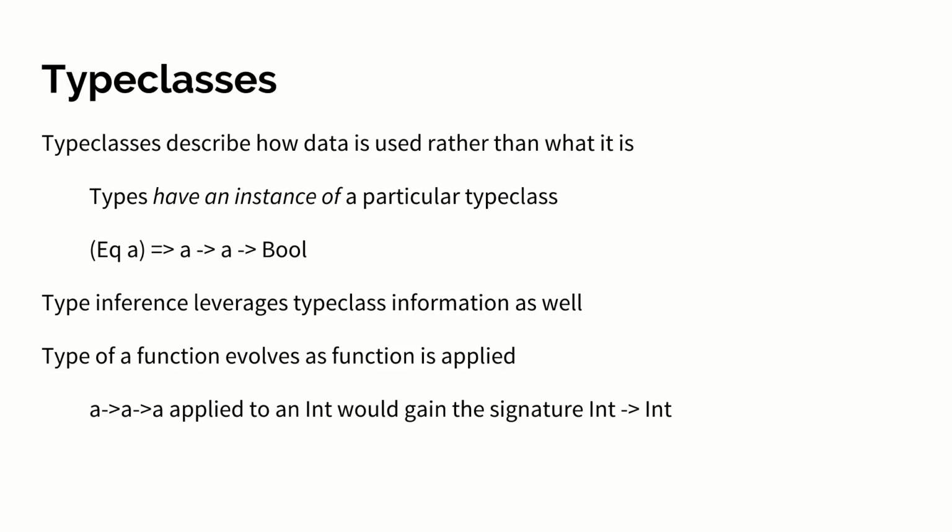Furthermore, Haskell's tracking of types evolves over time as functions are applied. For example, if you have a function that takes an A and another A and returns an A, and this function is applied to an int, we know that the remaining argument and the return value of this function have to be an int. The ability of the language to infer types is aware of this as well. So when this function is applied to an int, the implied signature of this function then becomes a function that takes an int and returns an int.